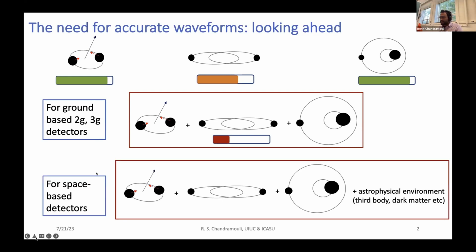And for space-based detectors, there are actually further systematics that have to be taken into account. For instance, there's a chance to observe binaries with some astrophysical environment. One example of such an environment is the presence of a third body. So your binary could be in a hierarchical triple, where there could be things like Kozai-Lidov oscillations, or instead of a third body, there could be some dark matter field, in which case you need to build waveform models that capture these effects. And I believe that later in the session, we're going to hear about effects of a third body.